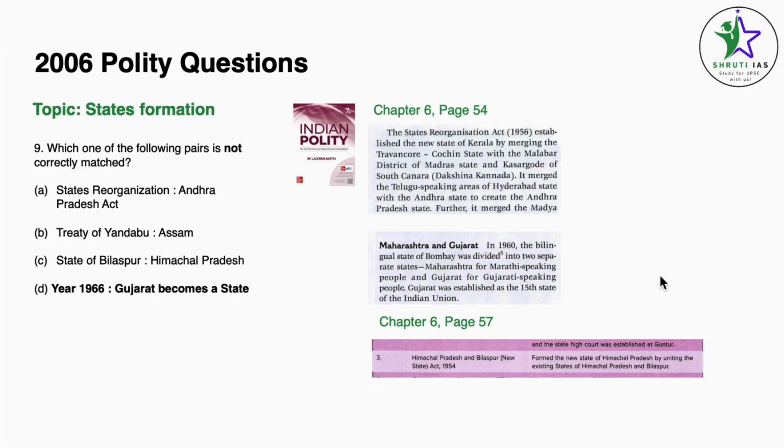Okay, so coming to question number 9, which of the following pairs is not correctly matched? Here the correct answer is D. This pair is not correctly matched. Gujarat became a state in 1960, not 1966. Coming to the sources of this, we go to chapter 6, Union and Territories, page number 54. In the first paragraph, the States Reorganization Act established new state of Kerala, and so on. We go to the 8th line, it merged the Telugu speaking areas of Hyderabad state with the Andhra state to create Andhra Pradesh. So, State Reorganization Act is related to Andhra Pradesh.